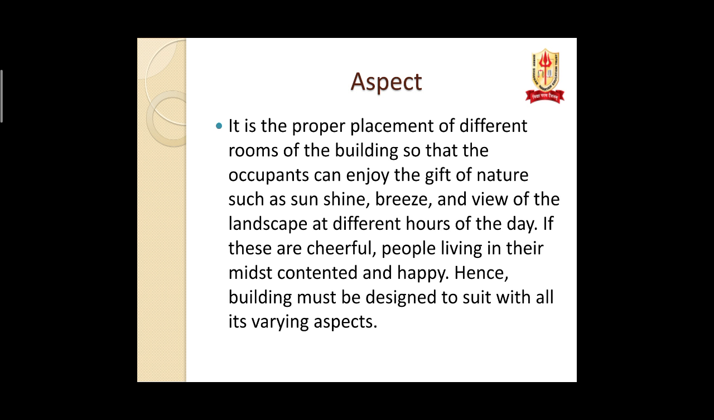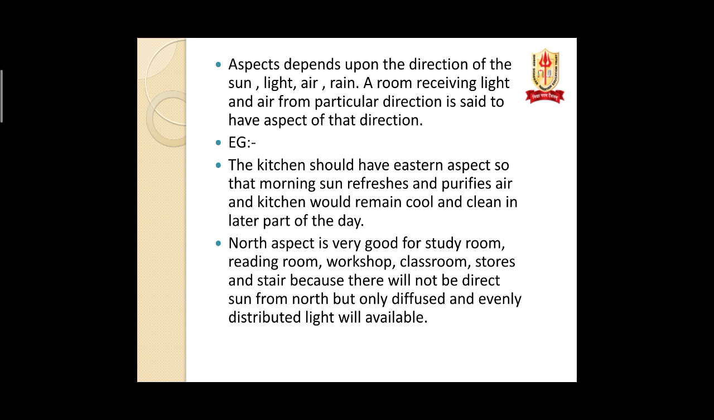If they are cheerful, people living in the house remain content and happy. Hence, the building must be designed to suit all its varying aspects. Aspect depends upon the direction of the sun, light, air and rain. A room receiving light and air from a particular direction is said to have the aspect of that direction. For example, the kitchen should have an east aspect so that the morning sun refreshes and purifies the air and the kitchen would remain cool and clear in the later part of the day.